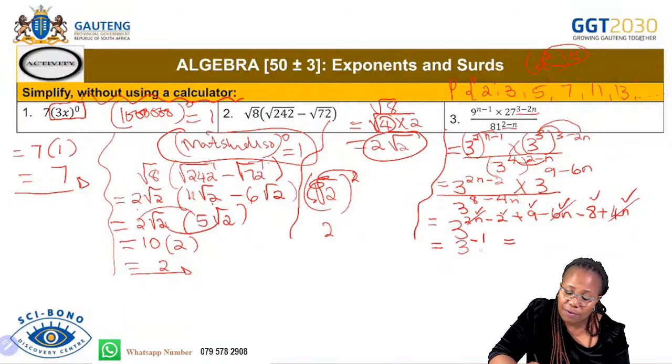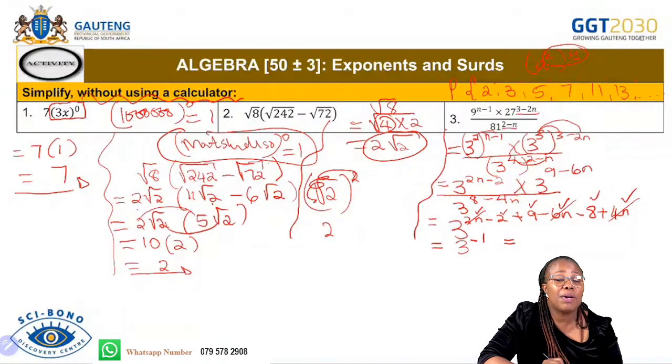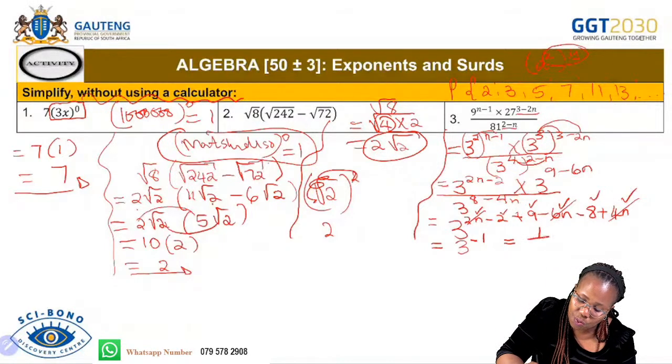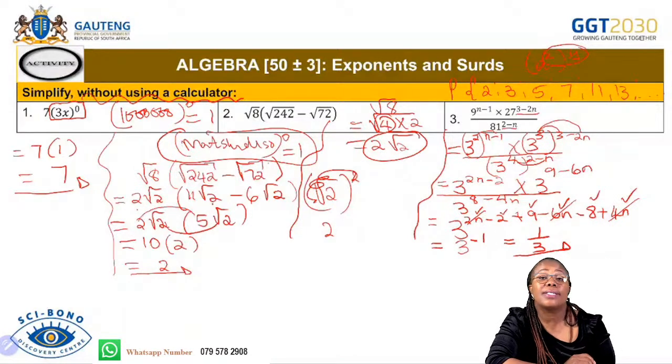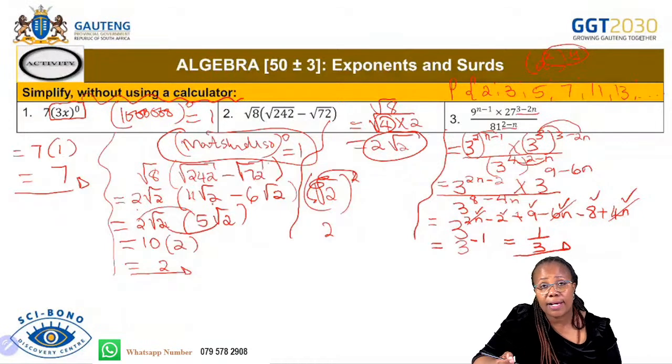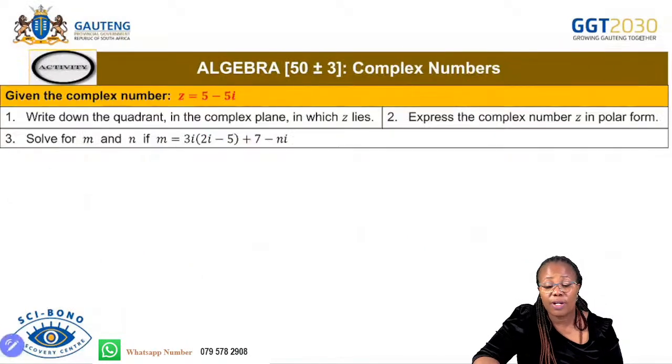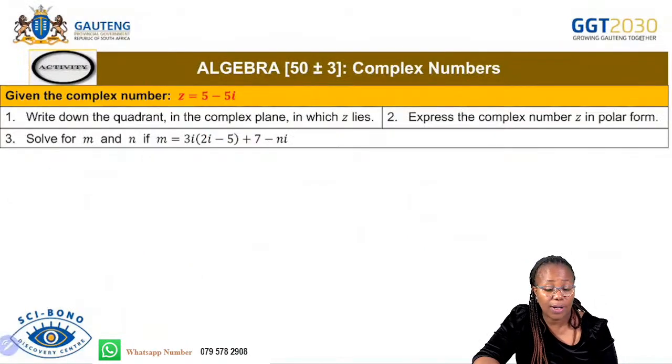You can't leave your answer with negative exponent. Remember there's a rule that if it is to the negative 1, it's the same as the fraction 1 over 3. So that is the answer, simplified form of that exponential expression. Okay, you can see that we were playing around with the rules of exponents to simplify that one.